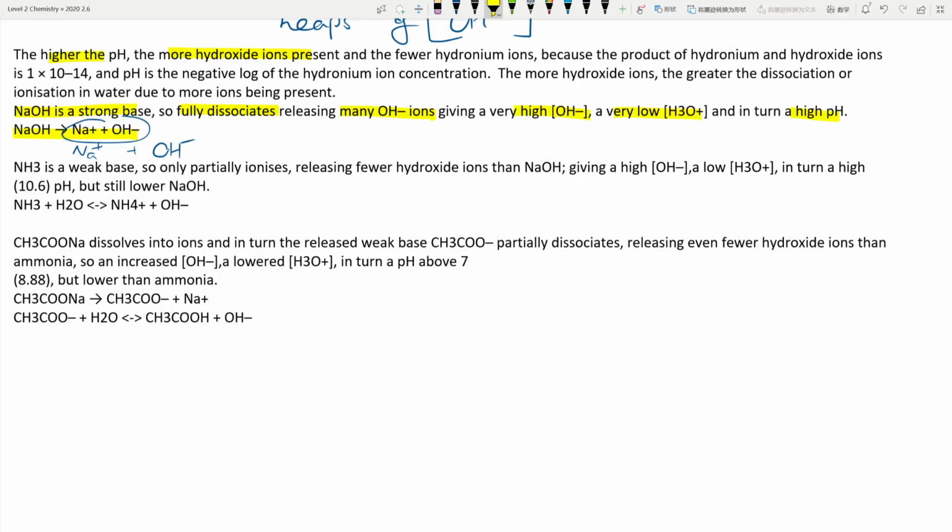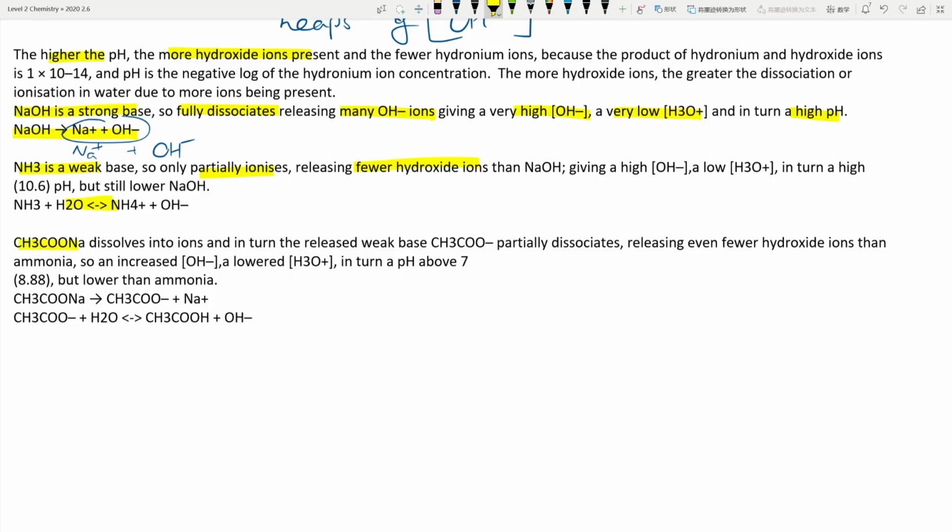Okay. Now NH3 is a weak base, so it partially dissociates, releasing fewer OH minus ions. And this arrow here, this is an equilibrium. You can refer to my notes for the equilibrium, but I can't get an equilibrium sign onto OneNote. Stupid system doesn't like equilibrium signs for some reason.